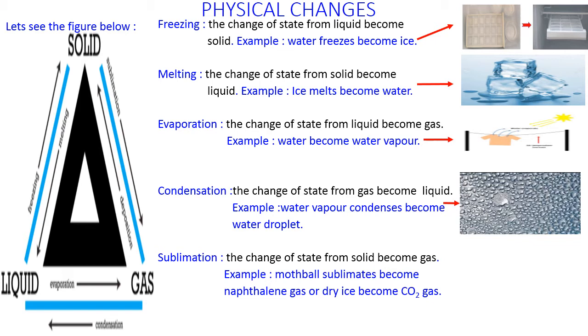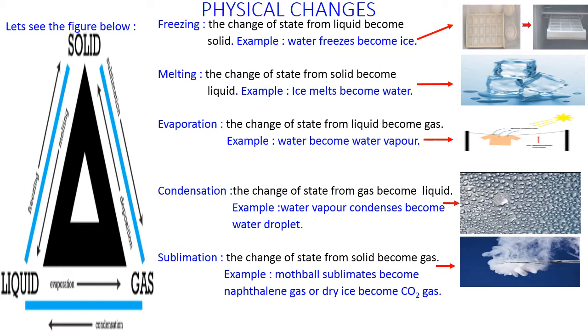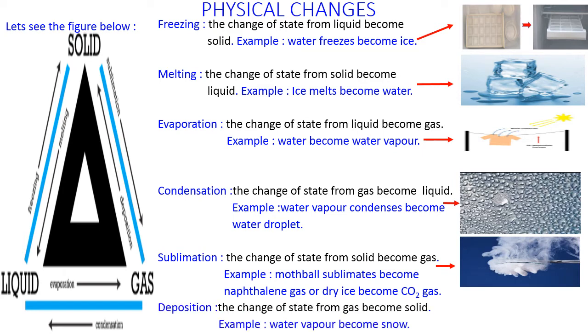Sublimation, the change of state from solid become gas. Example, mothball sublimates become naphthalene gas, or dry ice sublimate become CO2 gas. Last, deposition, the change of state from gas become solid. Example, water vapor become snow.